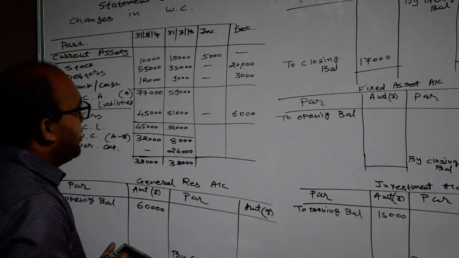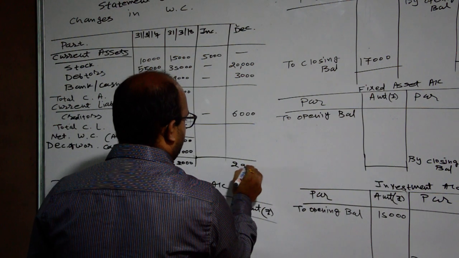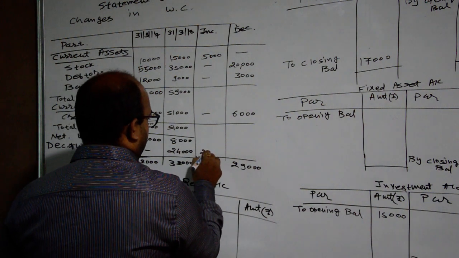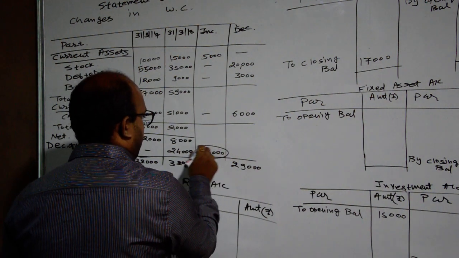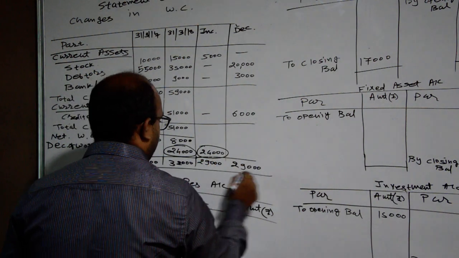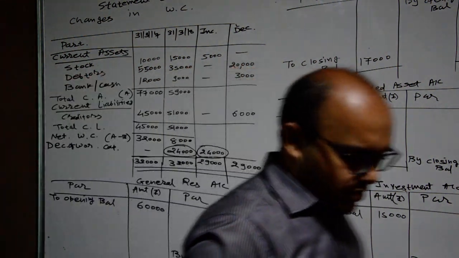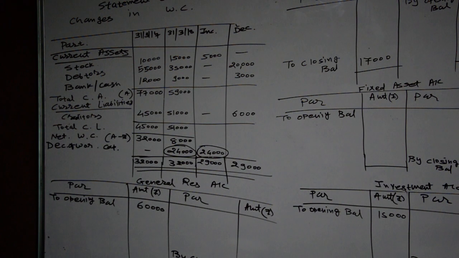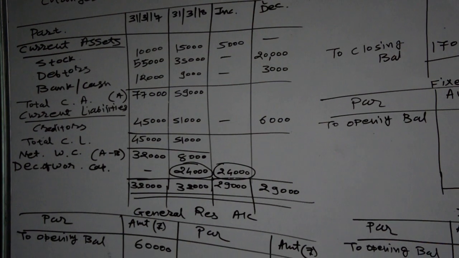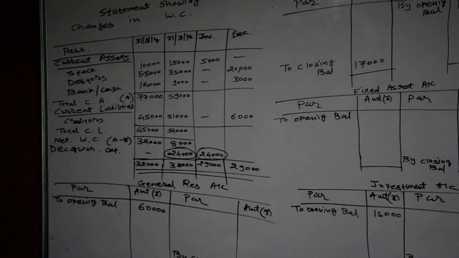Both sides' totals will be done. 23,000 plus 6,000 means 29,000, and 29,000 minus 5,000 means 24,000. Both figures are matching. Here our statement showing changes in working capital is complete. Please check that. Then after that, we will discuss the adjustments.